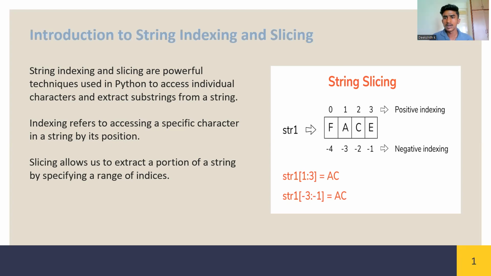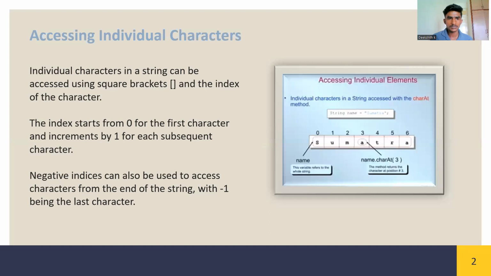String slicing, positive indexing and negative indexing. For example, 0, 1, 2, 3 is the positive indexing. -4, -3, -2, -1 is the negative indexing. These are string 1 and string 2.